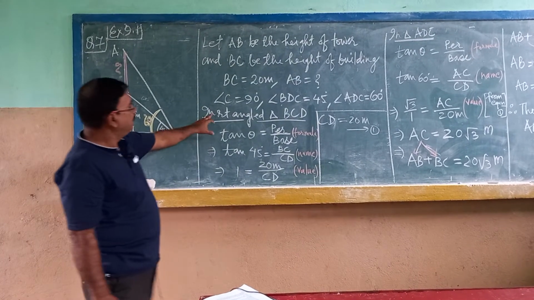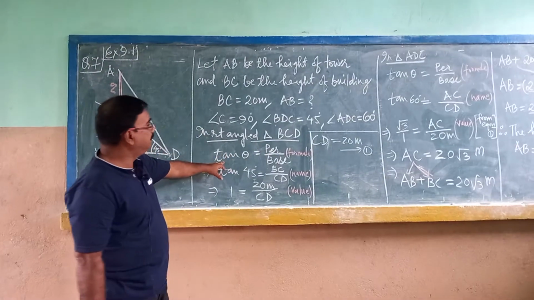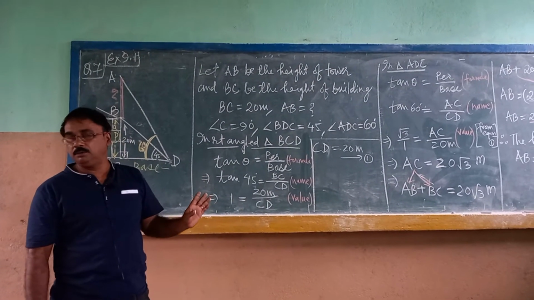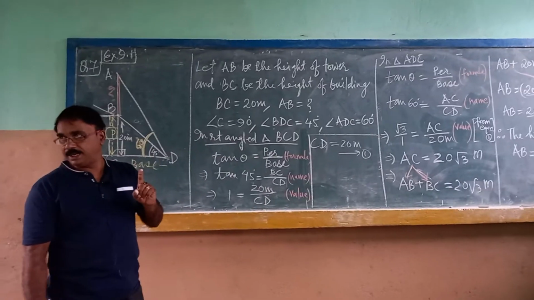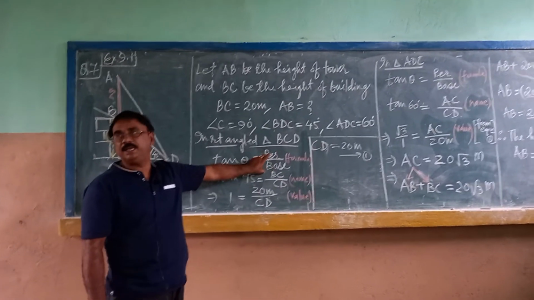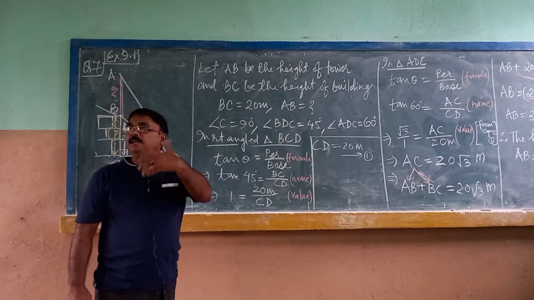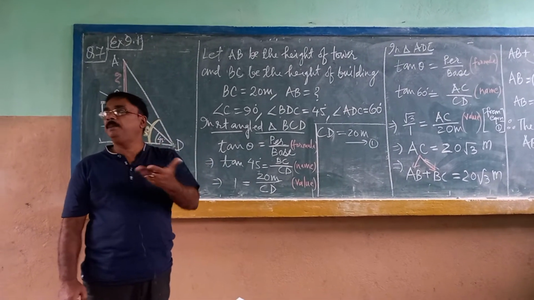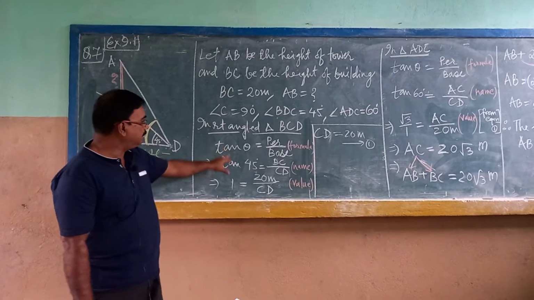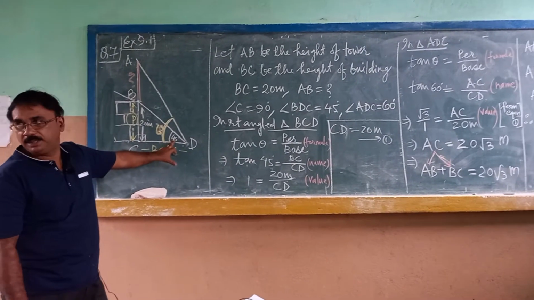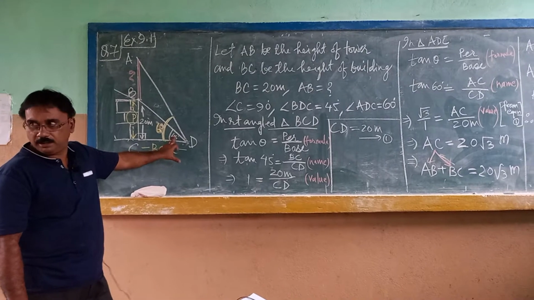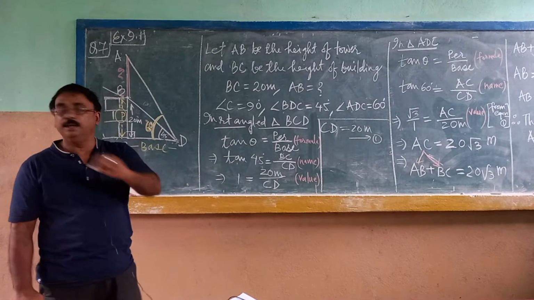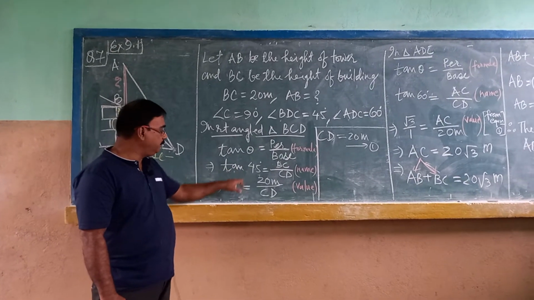Now look here, in right-angled triangle BCD, tan theta is equal to perpendicular by base. Do we know this? This is the basic formula you have to know. Tan theta is perpendicular by base, and cot theta is base by perpendicular. So tan theta, how much is given? Here it is 45 degrees. So tan 45 degrees, what is the value? You have to know it from the table: tan 45 is equal to 1.